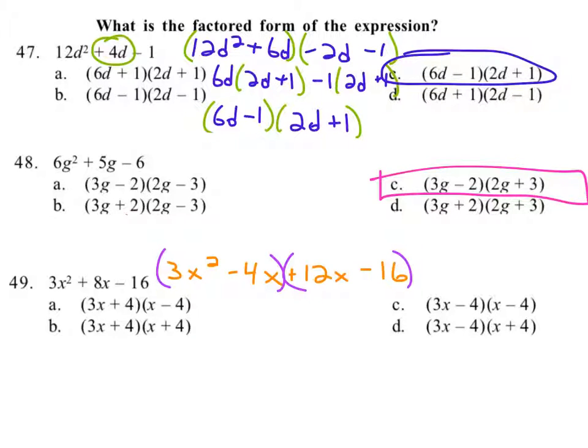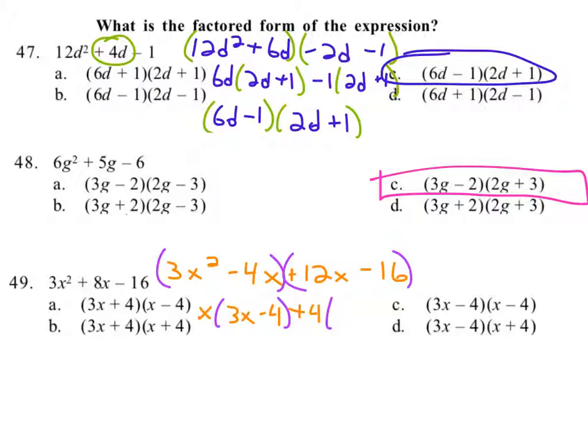What can we factor out? We have no common factor for the 3 and the negative 4, but we can pull out an x. So let's pull an x out of here. And what's left? Well, we've got 3x minus 4. And what can we factor out for the 12x minus 16? Those are both multiples of 4. We can pull out a positive 4.